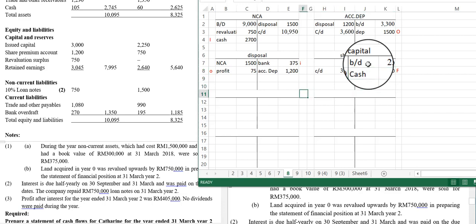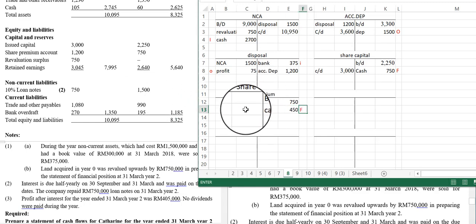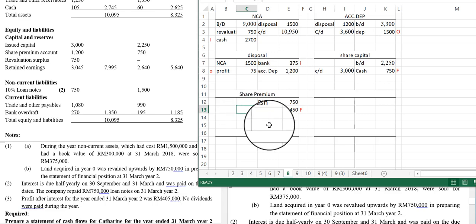Now same thing goes for your share premium. So share premium opening is 750. During the year, this is your BD. During the year you have increased to 1,200. So you have actually increased 450. So this is your financing activities. End of the year you have 1,200. So this is your closing figure.